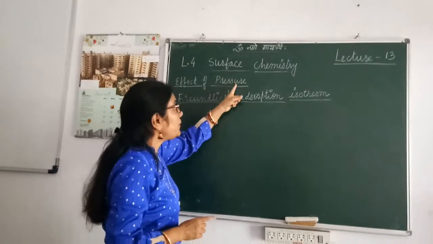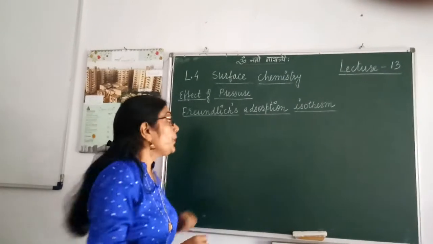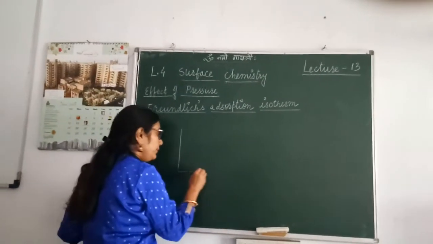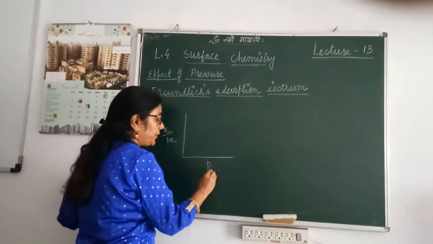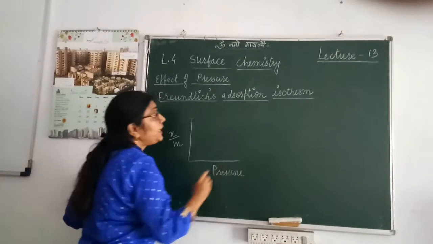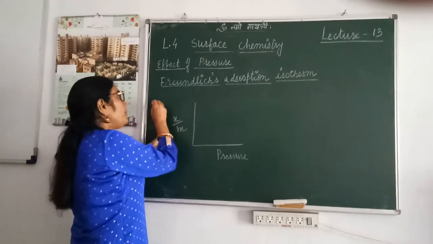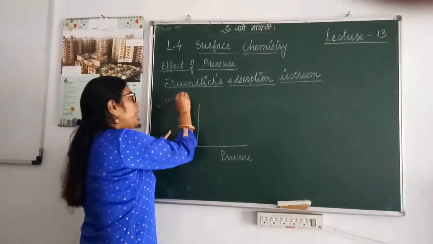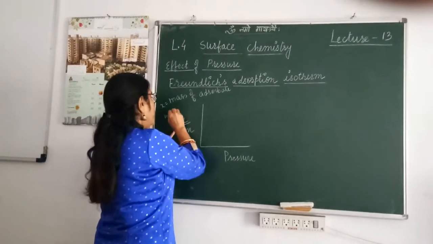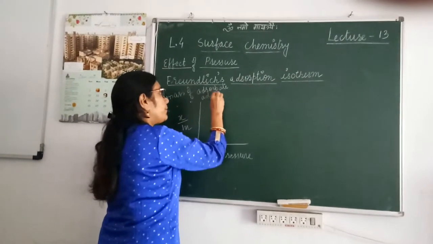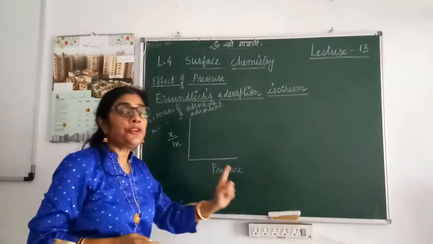The effect of pressure is explained by Freundlich's adsorption isotherm. According to this, we plot a graph between x by m and pressure at a constant temperature, and therefore it is known as isotherm. What is x? X represents the mass of adsorbate, and small m represents the mass of adsorbent. And what does this ratio represent? The ratio says the extent of adsorption.